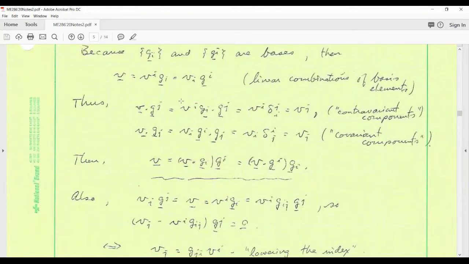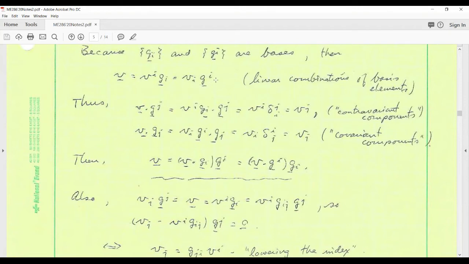Well, let's first have a look at what they are geometrically. If we take, for example, this representation, the first one, and dot it through with g super j, so we have v dot g super j, and use this representation of v in terms of the natural basis, and use the reciprocity relationship, g sub i dot g super j is the Kronecker delta, sum on i, we're just going to be left with v super j.